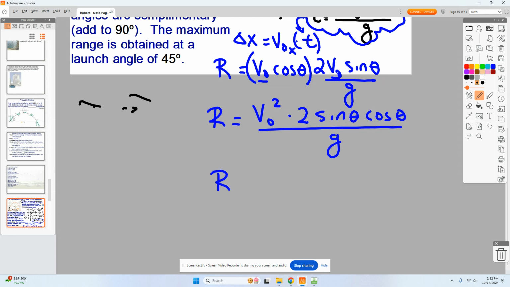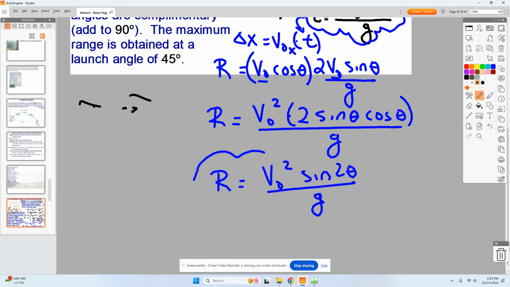And I'm going to do one more step for you. This term right here is a trig identity. I can make that 2 sine theta cosine theta into a simpler argument. And that one would be this. So I'm going to replace that one with this. V naught squared multiplied by the sine of twice the angle divided by g. That gives me the horizontal range.